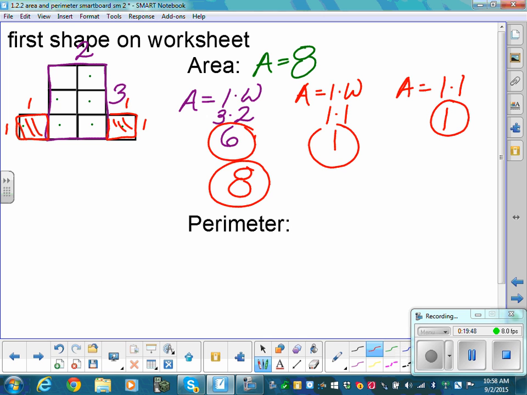Okay, let's find the perimeter. I'm going to go through and I'm going to count. 1, 2, 3, 4, 5. Are you following me? 6, 7, 8, 9, 10, 11, 12, and then how about 13, 14? Yeah? Yes. I just chose the dotted line. So our perimeter is 14. Okay? That's pretty neat. Okay, awesome.